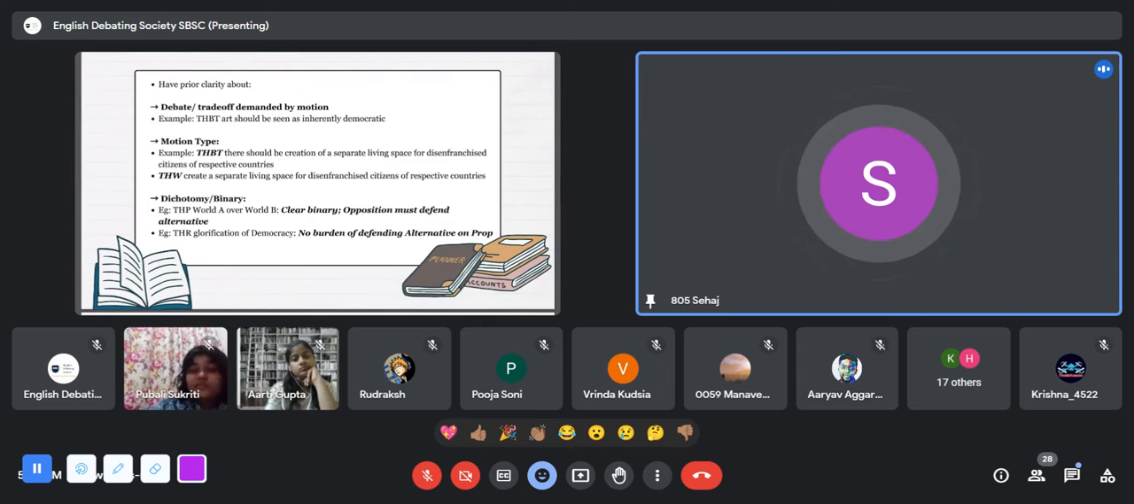Okay, a couple of things here. What do you need to have prior clarity about? There are 3 large things here. One, what is the trade-off which is demanded by the motion? Trade-off means what is the debate about, and what do you have to probably lose within the debate as a team to go and prove something which is more important than that?